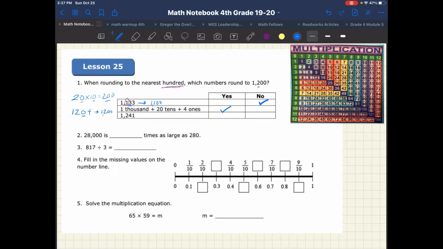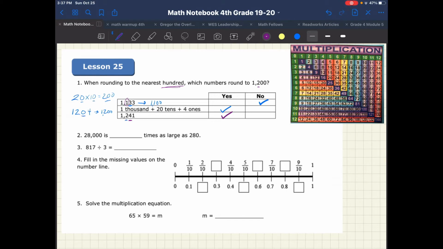And then 1,241. Again, I've got a 2 in the hundreds place. I need to look at the 4 next door, and 5 and above rounds up. 4 and below stays the same. The 100 stays the same. So this one is another yes.